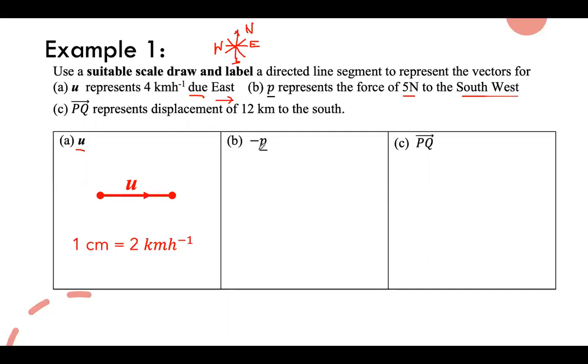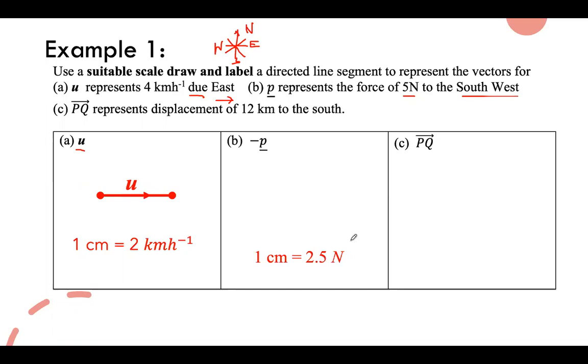But now we want to draw negative P. So what is P first? Before that, we use a suitable scale that is 1 centimeter to 2.5 Newton. Actually you can represent 2 centimeter to 2 Newton, or 1 centimeter to 1 Newton, up to you. If 1 centimeter to 1 Newton, then you have 5 centimeter. Now you have to draw 5 centimeter, let's see how we draw.